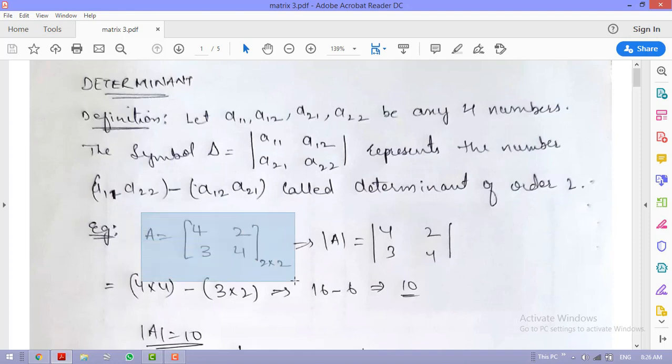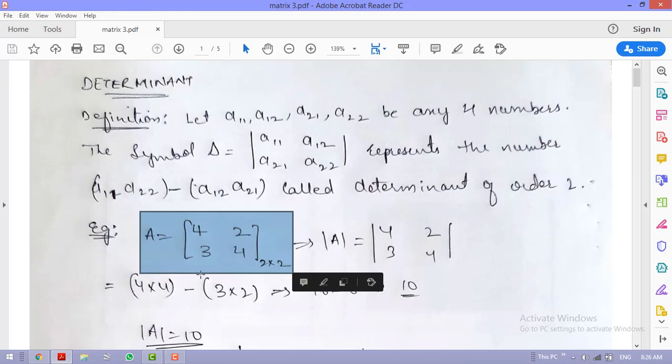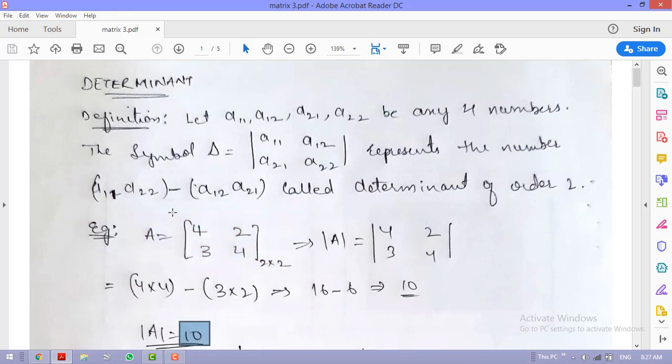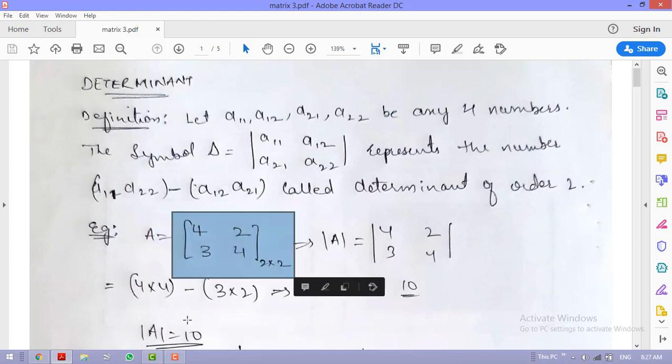Let us have a 2 by 2 matrix whose numbers are 4, 2 and 3 and 4. Then the determinant of that matrix will be 4 into 4, which is A into D, minus B into C, 3 into 2. So that will give you a final number as the determinant, 10. So here you can see the input is a square matrix and finally you got an output as a number.